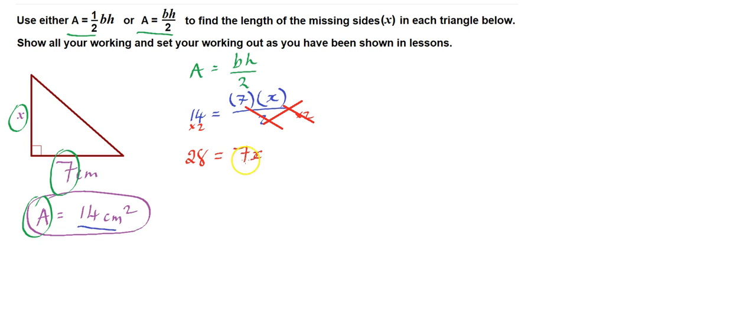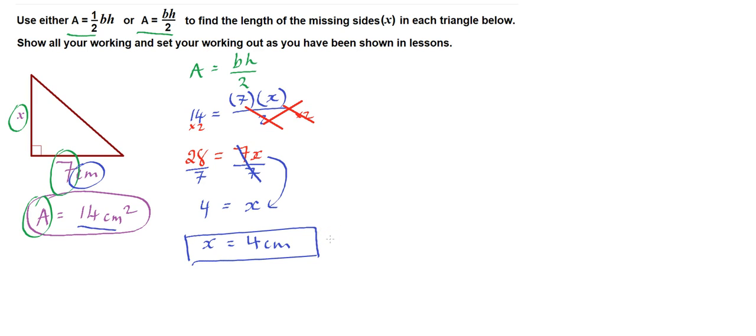Multiplying by 7, how do I cancel multiplying by 7 so that I'm left with x only on this side? I do the inverse. In other words, I do the opposite of multiplying by 7, which means I divide by 7. Whatever I do to one side, don't forget I must do to the other. Times 7, divide by 7 cancels each other out. I'm left with x, which is what I want. 28 divided by 7 is 4, right? And just for formatting, I put the variable on the left and its value on the right. Give it a unit of measurement, which is centimeters. And that is the value of x.